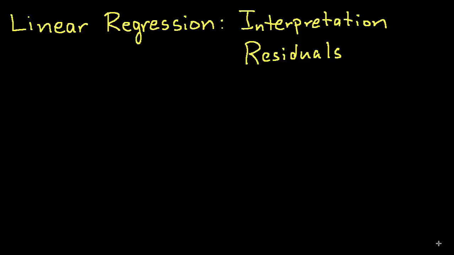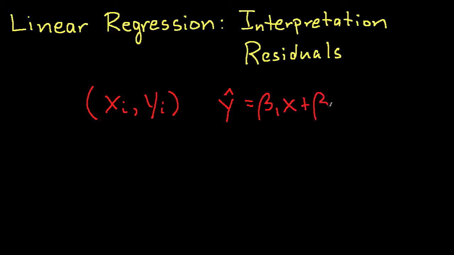Hello and welcome to this video on linear regression, and in particular how to interpret a linear regression model and how to assess the validity of a linear regression model using residuals. As a very quick review, a linear regression analysis takes data in the form of x, y pairs and creates a linear regression model of the form y hat is beta 1 x plus beta 0, where beta 1 and beta 0 are the linear regression coefficients. Once we've created this model, we can use it to predict y values for given x values.